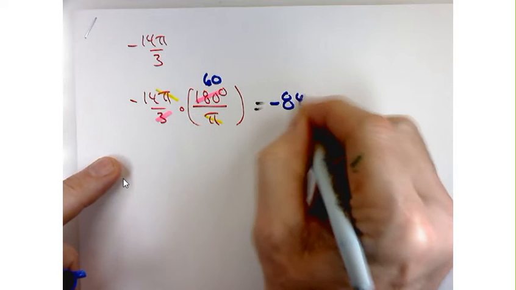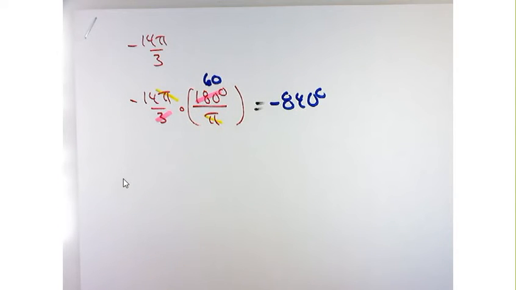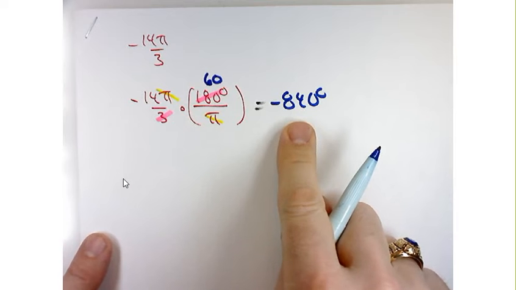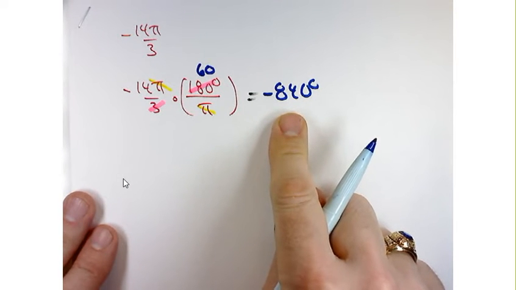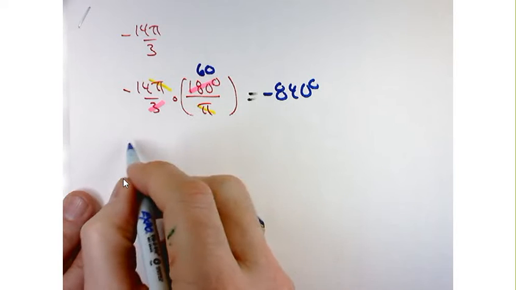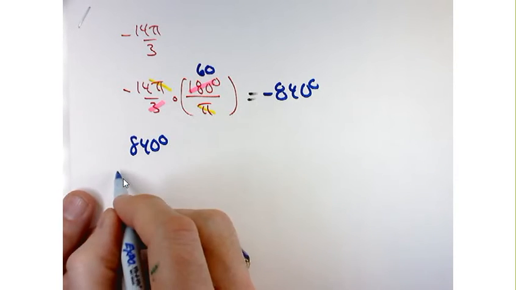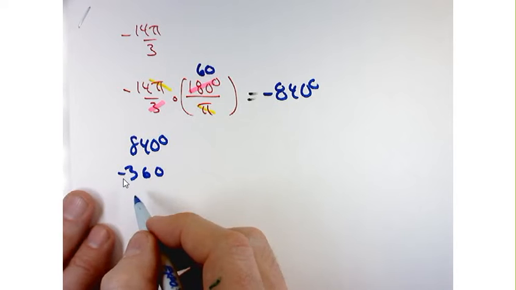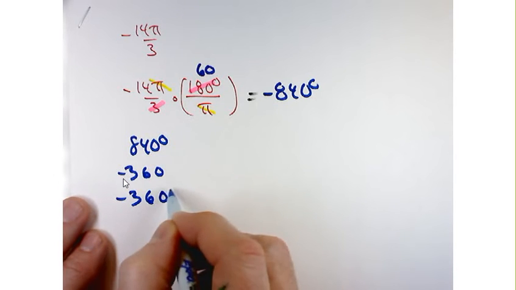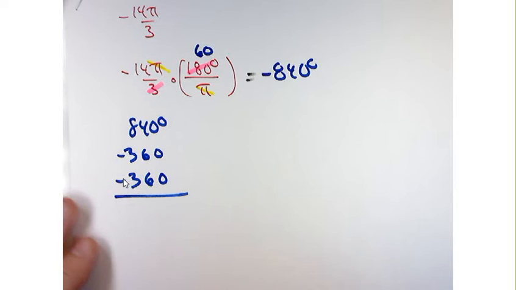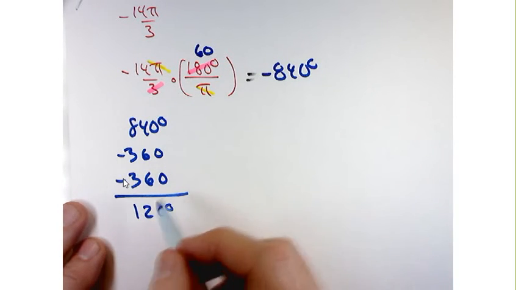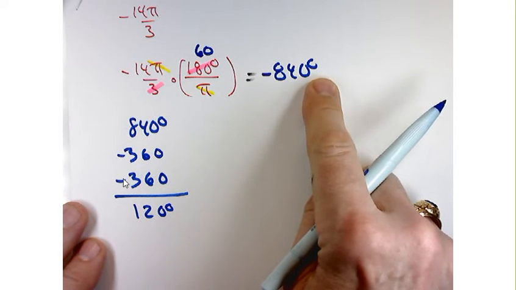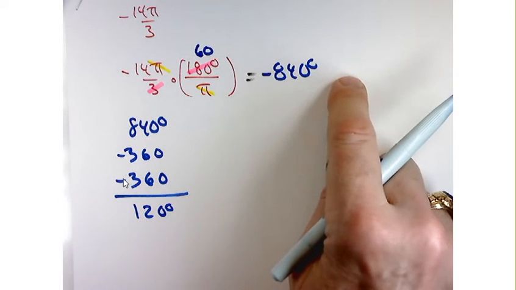Negative 840 degrees. Now that's more than once around the circle, right? And of course it's going backwards. It's a negative angle. So let's think here. How many times around the unit circle is that? Well, let's just work with 840. And if I subtract 360, I still know I'm going to have some more. So basically I can subtract 720 from that, and I'll end up with 120 degrees. So essentially, this is the same as a negative 120 degree angle.